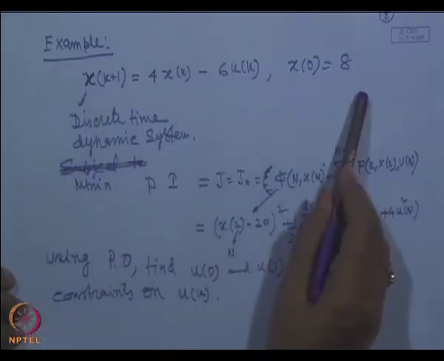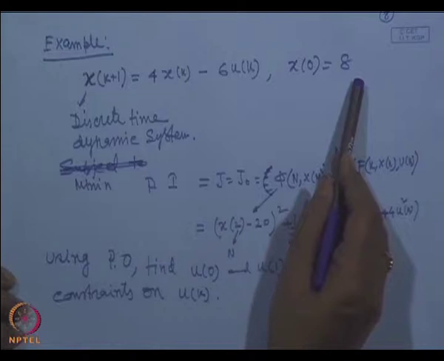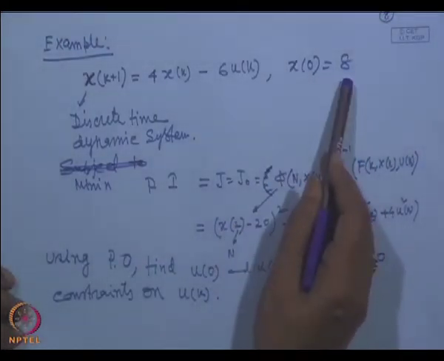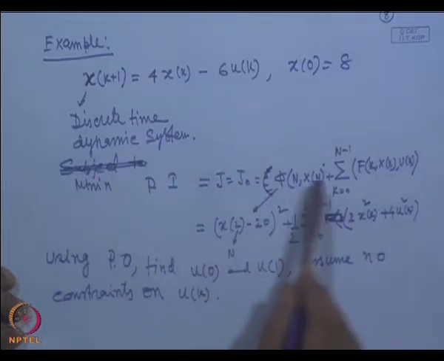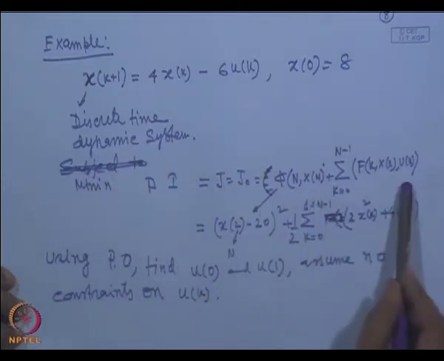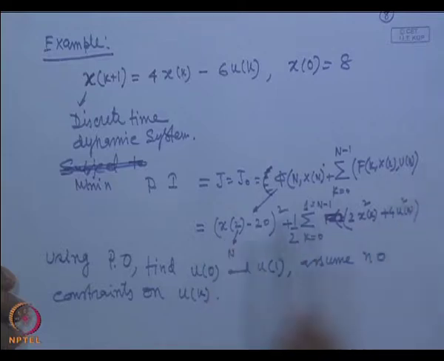Our problem is, given the discrete time system, a first order difference equation, with initial state x of 0 equal to 8. We minimize this performance index, the standard performance index in quadratic form, and the terminal cost is given. Using the principle of optimality, find the control sequences u 0, u 1, assuming there is no constraint on the control signal u of k.